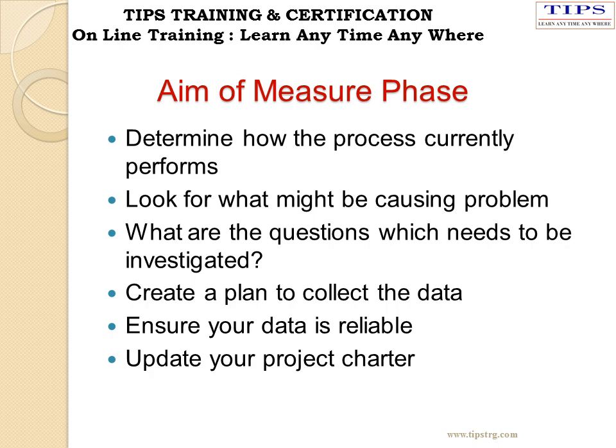The second phase of DMAIC is measure phase, and the aim of this phase is to determine how the process is currently performing, look for what might be causing problems in the process, and identify what questions need to be investigated based on the potential non-conformities and non-value added activities which we have identified before. This question arises in process mapping. Create a plan based on these questions for collection of data. Ensure your data is reliable by using different tools.